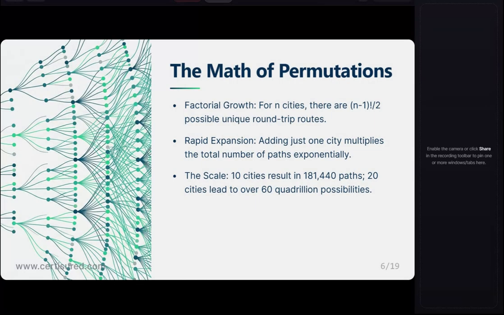Why does brute force fail? It's all because of factorials. For n cities, there are (n-1)! divided by 2 unique round-trip routes. This factorial growth is the villain of our story. Adding just one more city doesn't just add a bit more work. It multiplies the entire workload. By the time you reach 20 cities, you're looking at over 60 quadrillion possibilities.